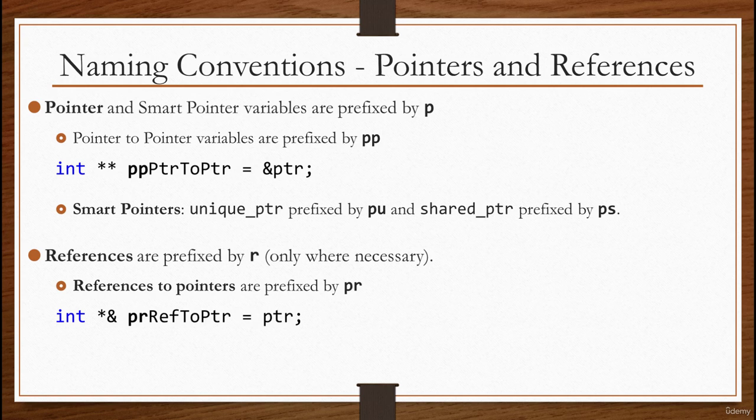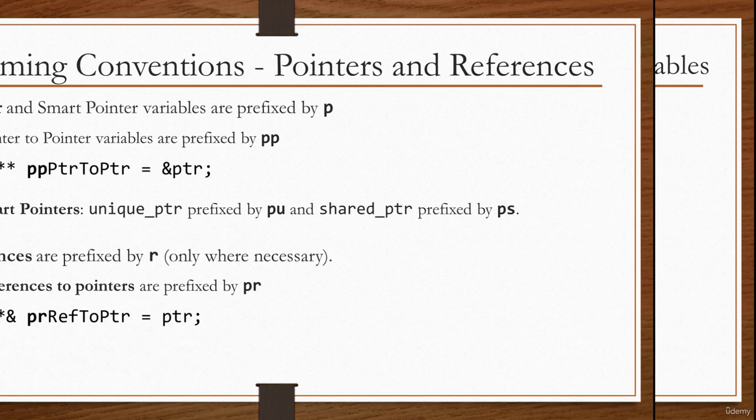And then we also have references to pointers, as we've discussed before in the course. I prefer to use the pr prefix. So reading it from right to left, we can see it's rp, or a reference to a pointer. And we have an example, prPtr, reference to pointer, so that is a reference to a pointer to an integer.